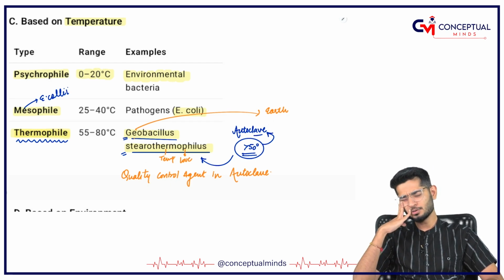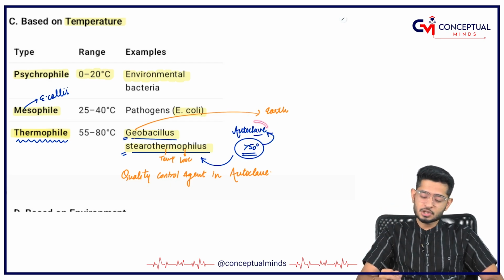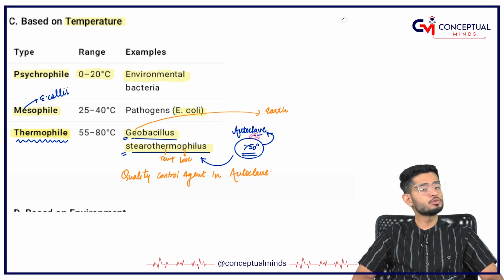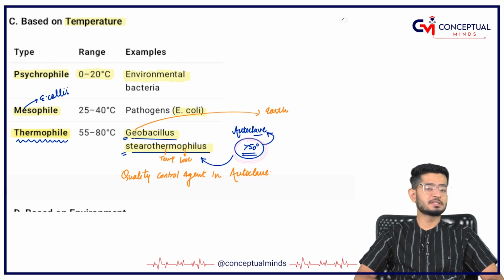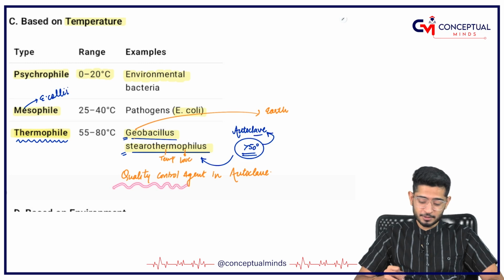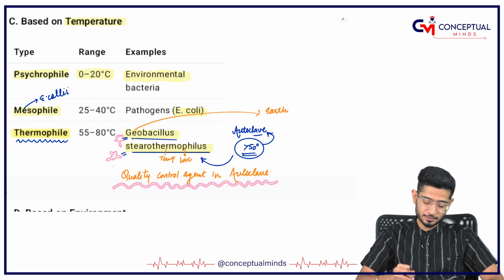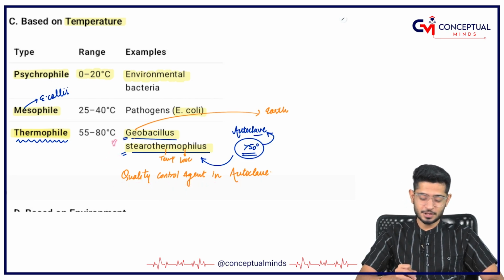Oh my God. How do you use them, sir? Do you know there is a machine which is called an autoclave? We use this autoclave machine at 50 degrees Celsius. Some are operated at 60 degrees, some at 70, some at 80. The more the temperature, the more the Geobacillus stearothermophilus, because it loves higher temperature. So more of Geobacillus started growing there. That is why the quality control agent in autoclave is Geobacillus stearothermophilus.